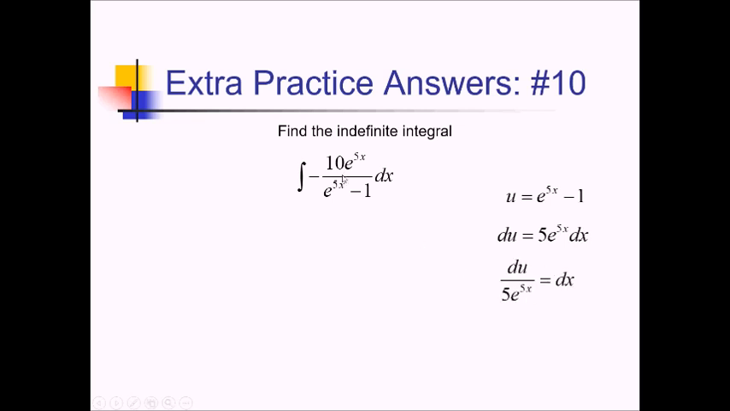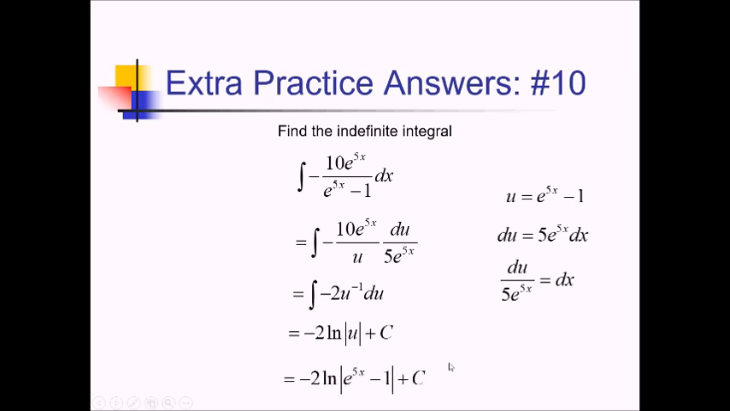And substituting back in, I can now write negative 10e to the 5x over u, and then we have du over 5e to the 5x. That actually works out pretty nicely. These e to the 5x's are gone. Negative 10 over 5 gives me negative 2, so I have negative 2 over u, or negative 2u to the negative 1, however you want to write that. This is really just going to be, if you take the antiderivative, negative 2 ln absolute value of u plus c. And then replacing u with e to the 5x minus 1, we can write the following, which gives us our final answer.